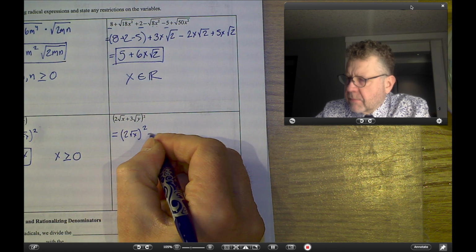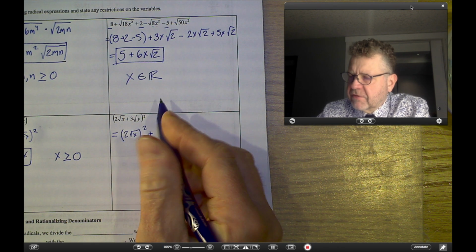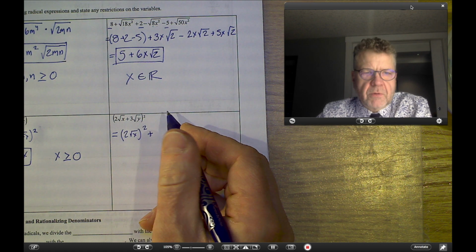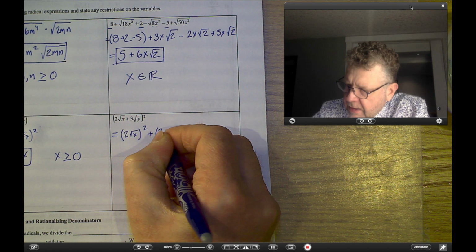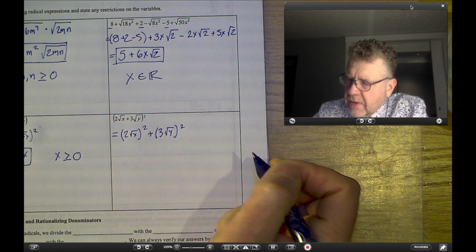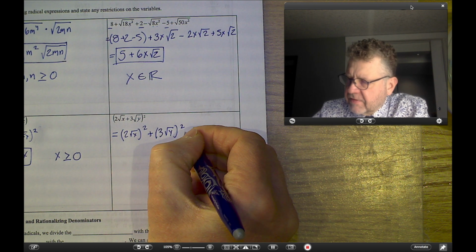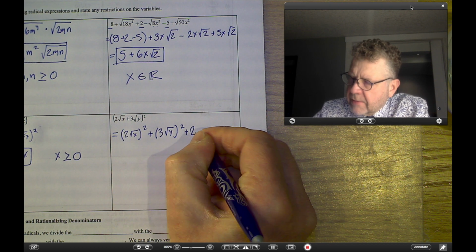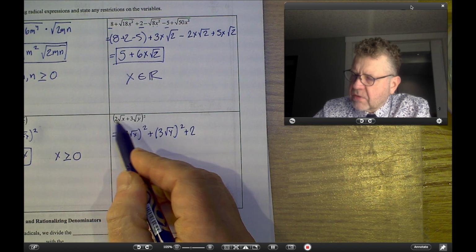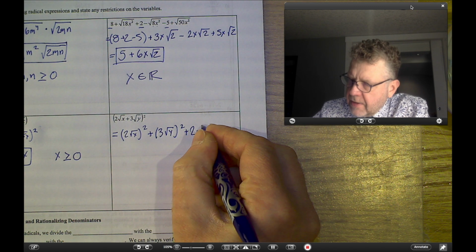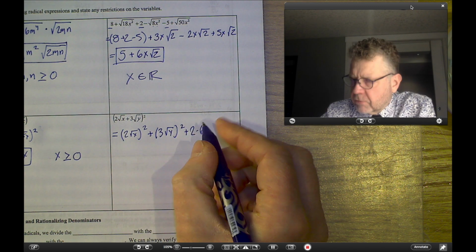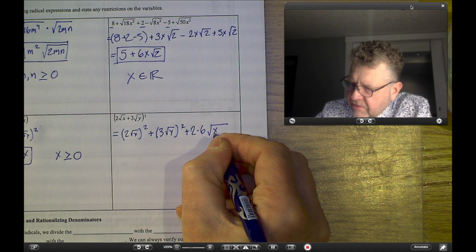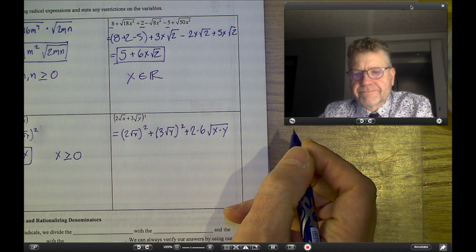And I'm going to go ahead and do this last one first. I'm going to do the 3 times square root of y, 3 times square root of y, quantity squared. And because it's all plus, I'm going to add up now. 2 times this times this. Well, 2 times 3 is 6. And root x times root y, again, here's a little bit of an extra step, is simply root xy.